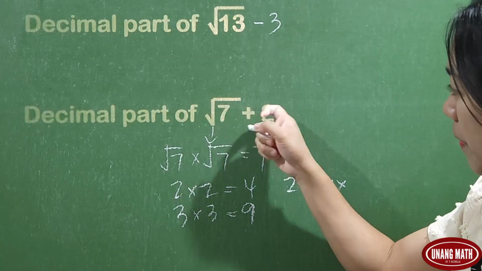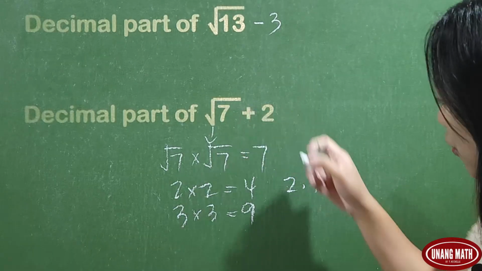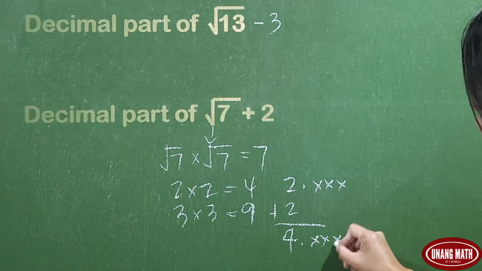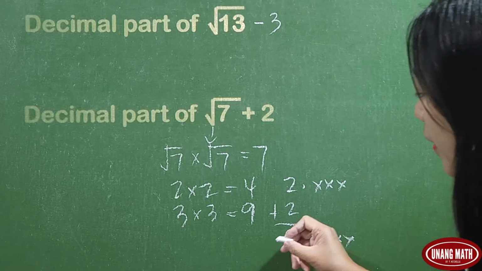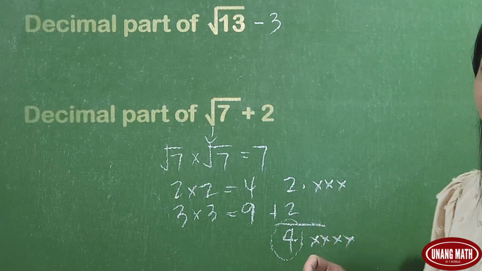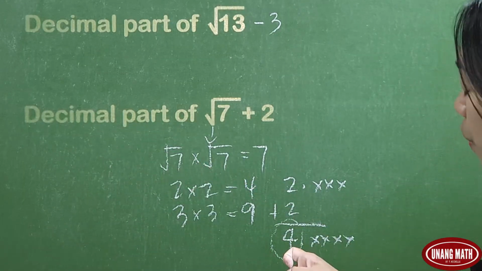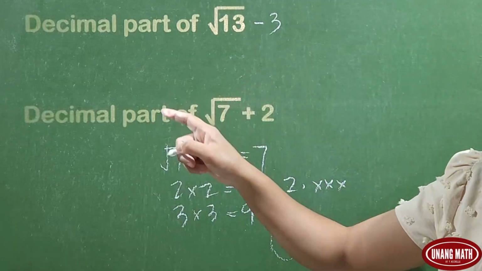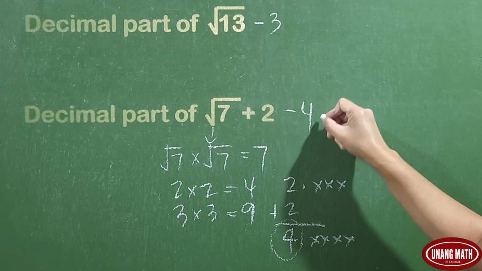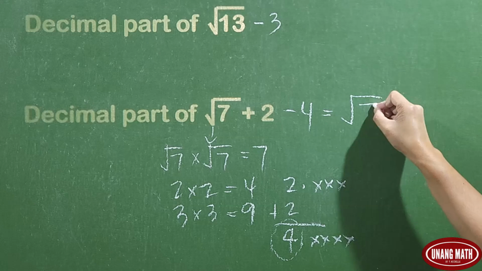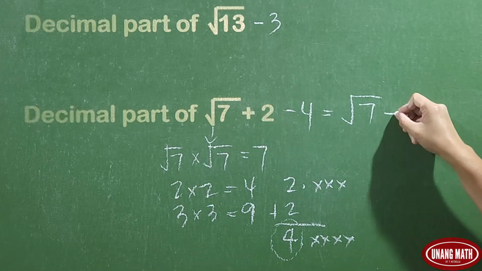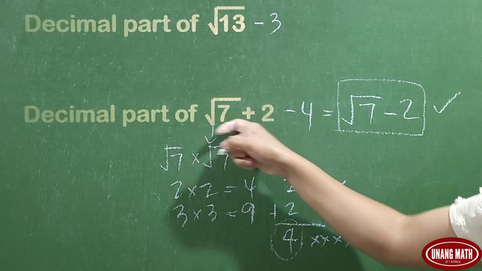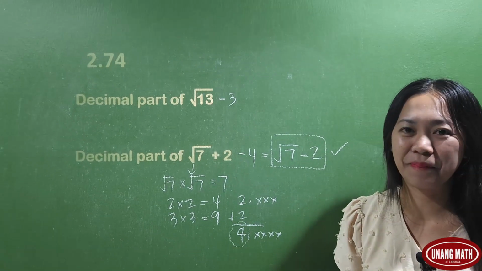Square root of 7 plus 2, so 2 point something plus 2. So this is now 4 point something. So the integer part is 4. And to find the decimal part, we will subtract this integer part from the original number. So this is minus 4. So this is now equal to square root of 7 minus 2. So this is the decimal part of this number.